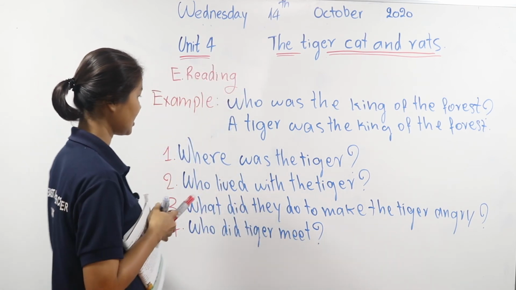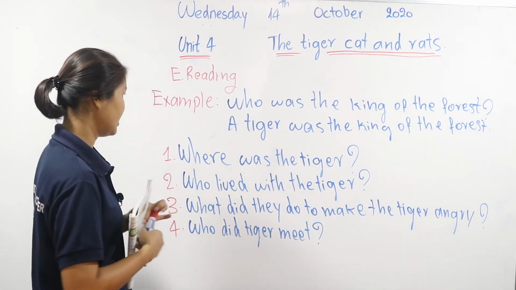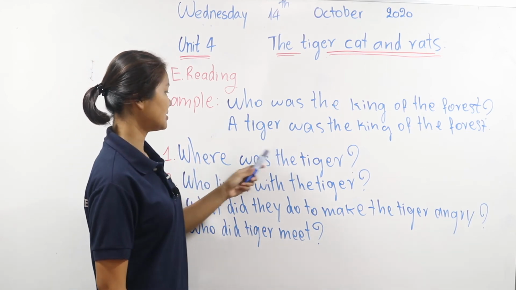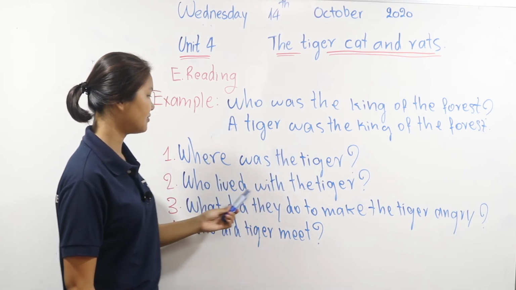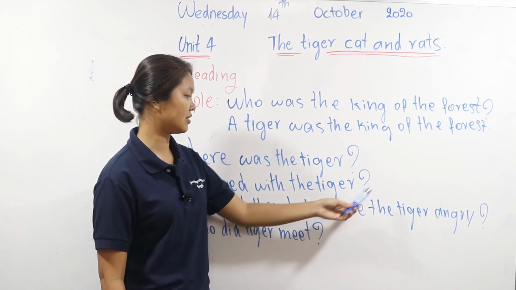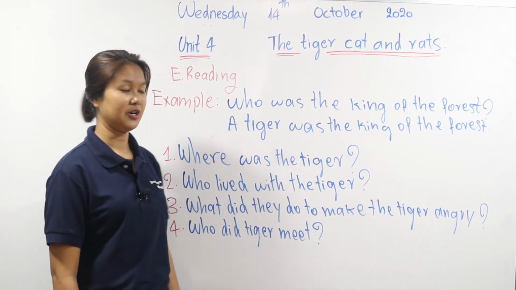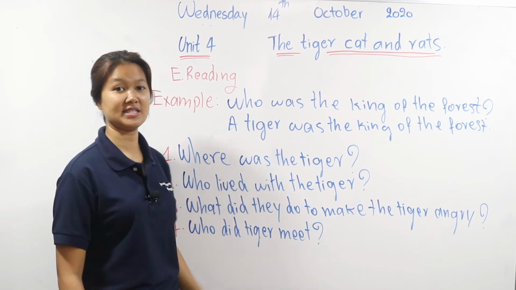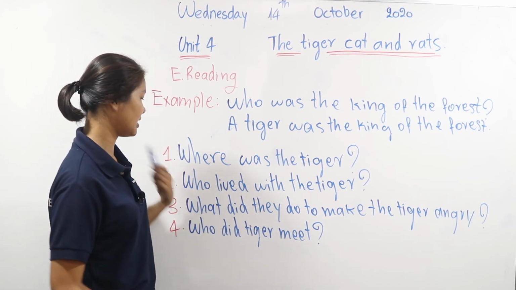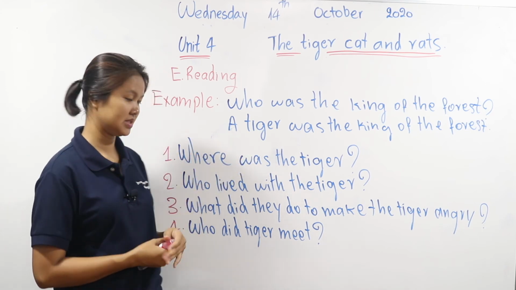Okay, so these are the questions that you will answer. Now I will read the questions one more time. Where was the tiger? Who lived with the tiger? What did they do to make the tiger angry? Who did the tiger meet? So, where was the tiger? I think you already know because we have read the story 4 times.